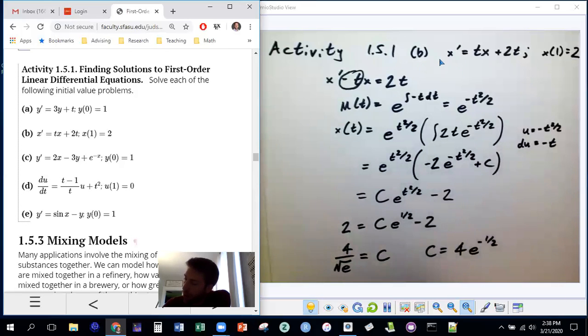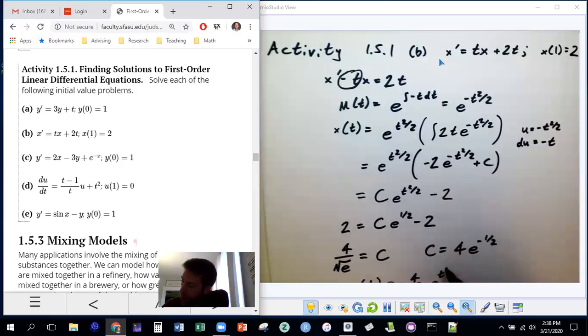Which makes, we could write x of t as equal to 4 divided by the square root of e times e to the t squared over 2 minus 2. But then, like the fact that we can write this as a power of e, we put in the exponent instead. So x of t equals 4 times e to the t squared minus 1 over 2 minus 2.